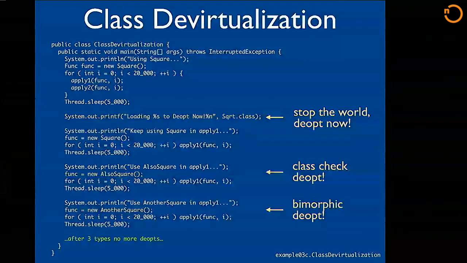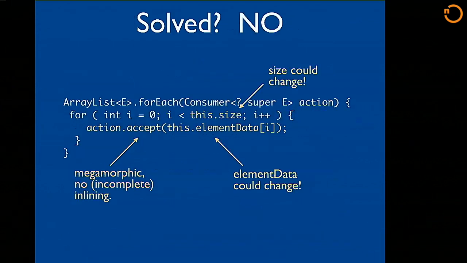It has the stop the world one to break the closed world assumption, another one to go to 2 types, another one to go to 3 types, and if your receiver was ever actually null, we deoptimize for that too. Oh, times 3 times. So, yeah, we try really hard to make this work. So it's solved. We fixed ArrayList for each.